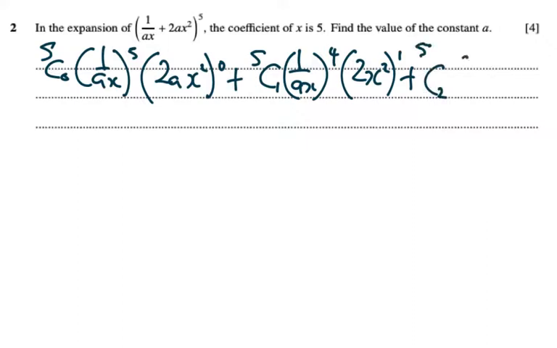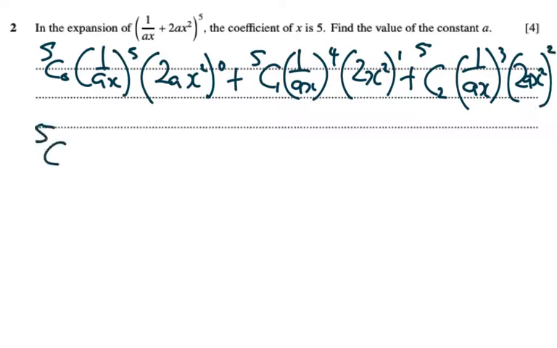5c2, 1 over ax to the power of 3, 2ax squared to the power of 2, 5c2.